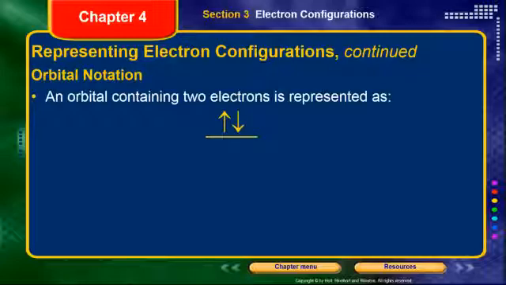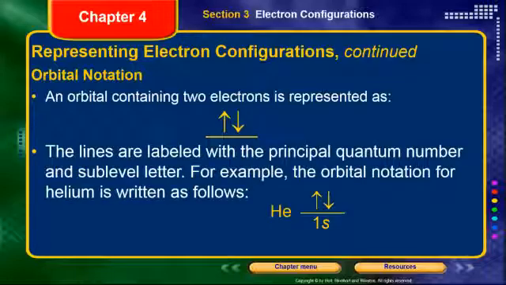Continuing with orbital notation, an orbital that contains 2 electrons is represented by 2 arrows, 1 pointing up, 1 pointing down. Now, the lines are labeled with the principal quantum number and the sublevel letter. For example, to write the electron configuration in orbital notation for helium, we write our line, and below it 1s, the principal quantum number being 1. And helium has 2 electrons. How do I know? It's got 2 protons, and we're assuming it is neutral.